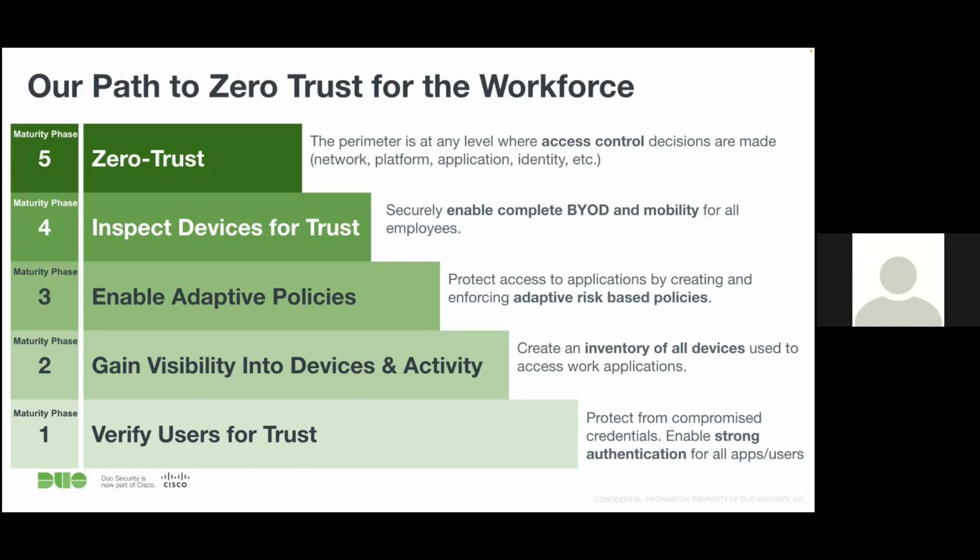Phase 4, inspecting those devices, clearly making sure that whether it's a BYOD device or corporate managed device, we want to make sure we are getting visibility to that before you allow them to connect. And obviously phase 5 is zero trust, where we are having full visibility on the user, the device, their behavior, the policies that we've applied to them, whether they're static or dynamic, to make sure that we are securing the applications they're consuming.